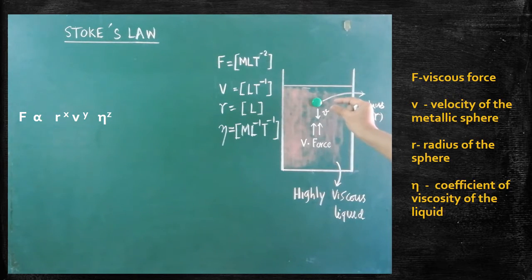When any foreign body is moving through the viscous liquid, what will happen? There will be a frictional force acting on the spherical body due to this liquid. So therefore, this liquid opposes the downward movement of the spherical body. That is called viscous force. The expression for viscous force can be obtained by Stokes' law.